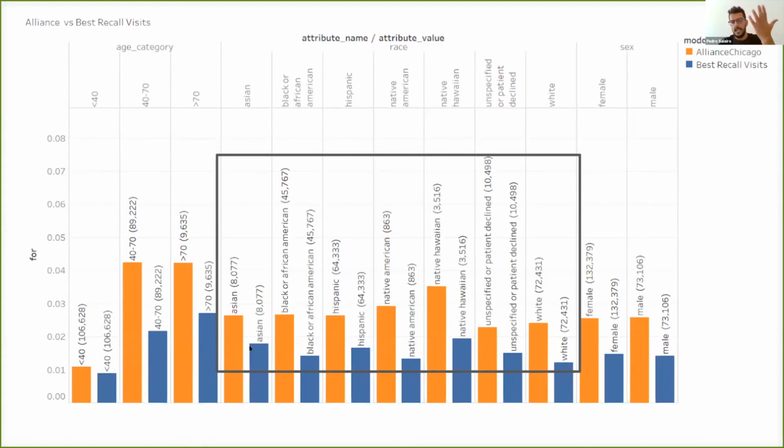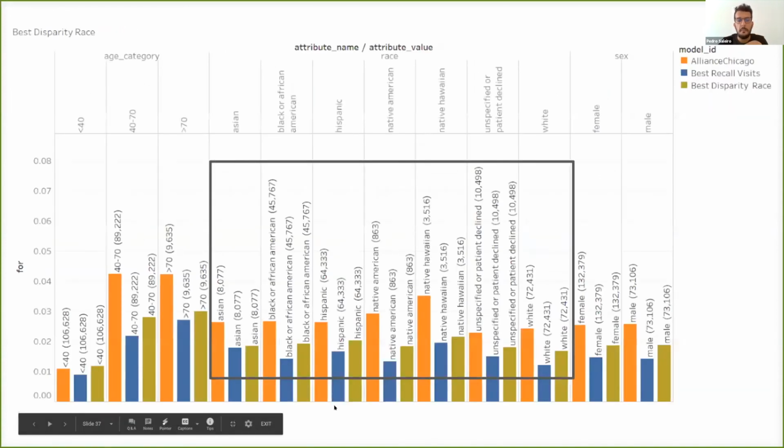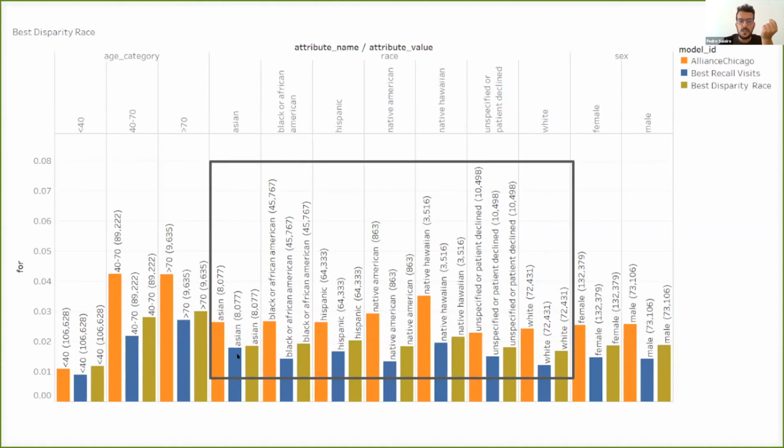And then we went for the model that has the lower range across different disparities, the different false omission rates across different groups. And this is the mustard model. So the mustard model is still better than the current practice on every group defined by race, but is slightly worse than the most efficient model, because this one is really the model that has less disparities across different groups defined by race.